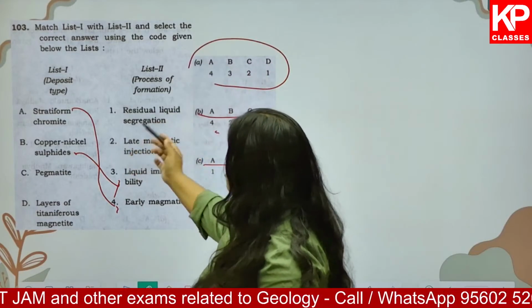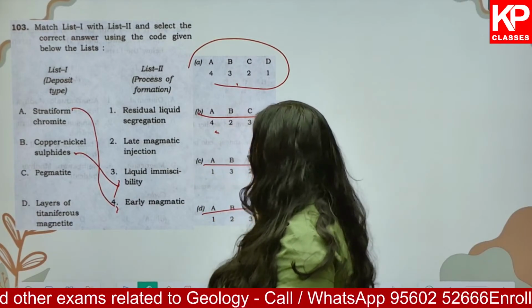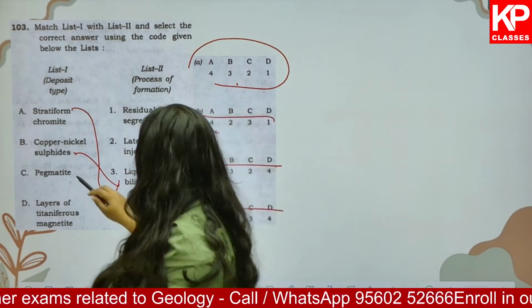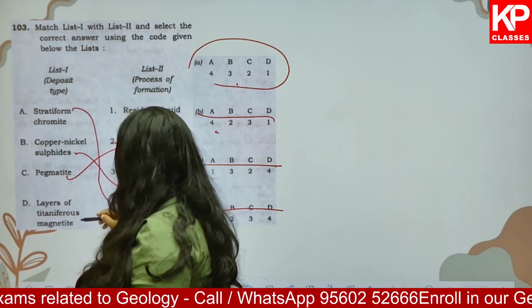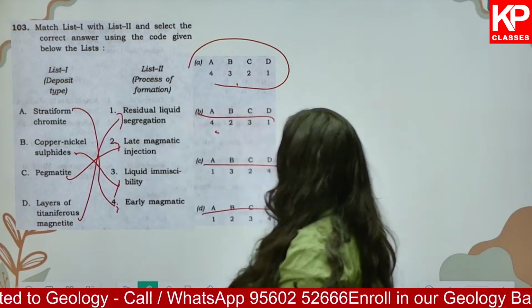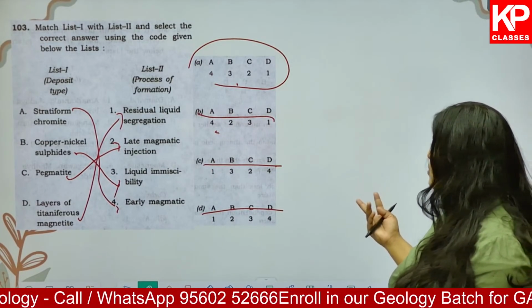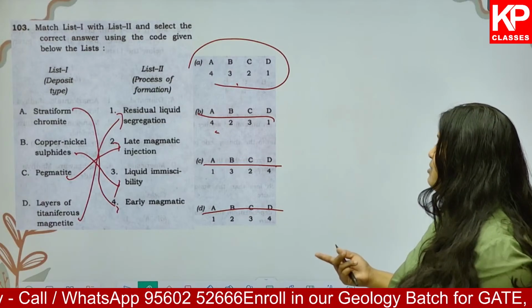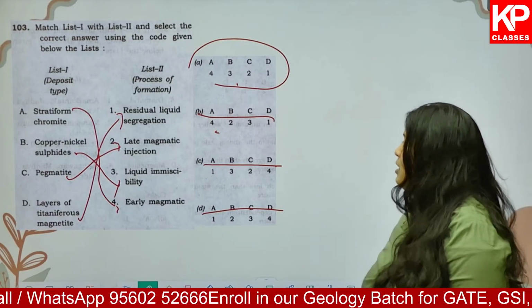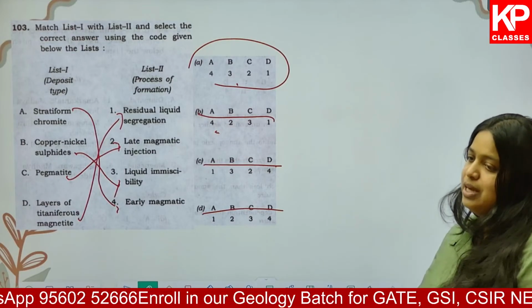From the first two options only, we got the answer as A. Pegmatite is late magmatic injection. Layers of titaniferous magnetite is residual liquid segregation. So if you know any two of these, like if you know what copper nickel sulfide is, if it is liquid immiscibility, and the stratiform chromite, with any two you have got the answer actually.